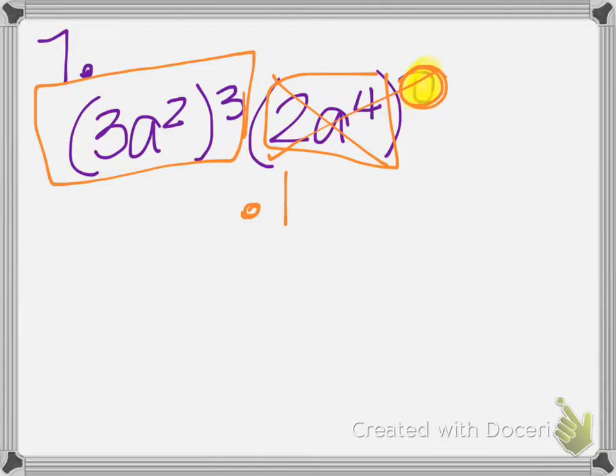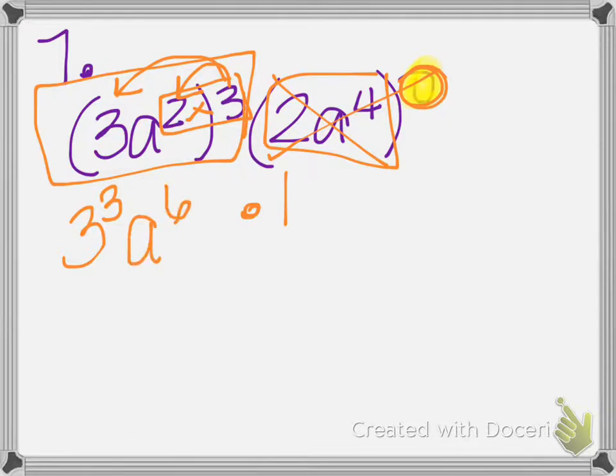And this one has a power to a power. So we're going to take this third power and apply it to everything. So I have 3 to the third power, and I have a to the second to the third, which I know I need to multiply my exponent. So this is going to become a to the 6th.